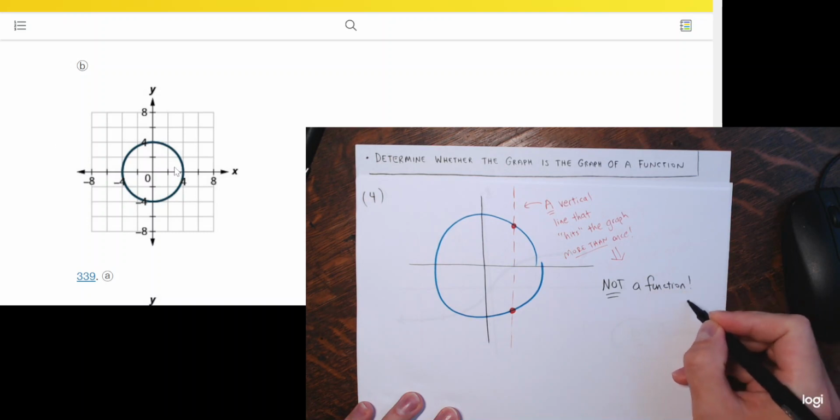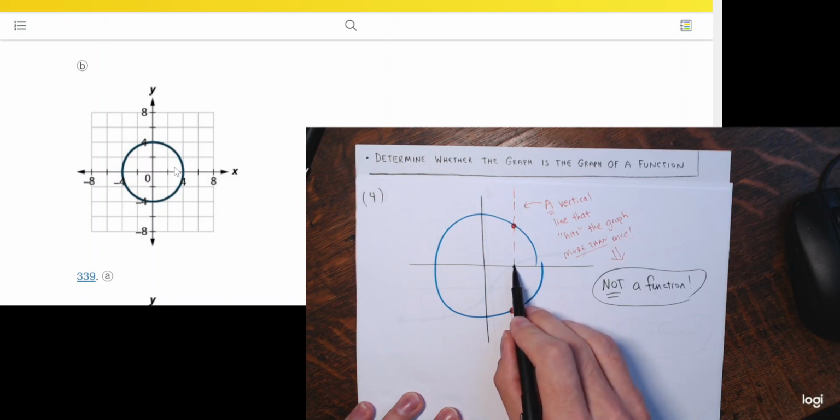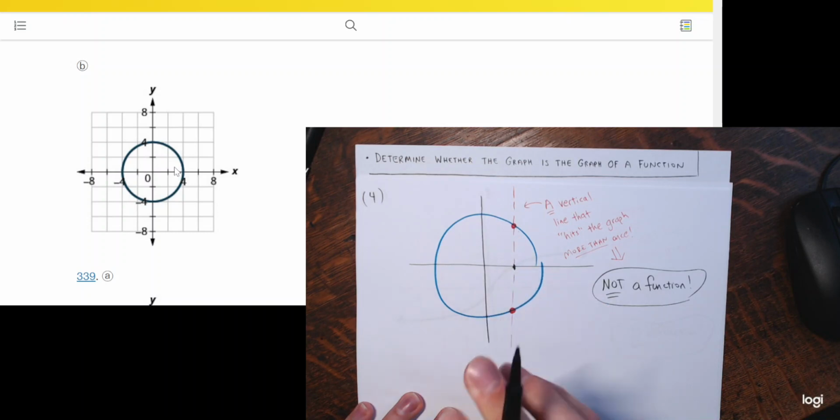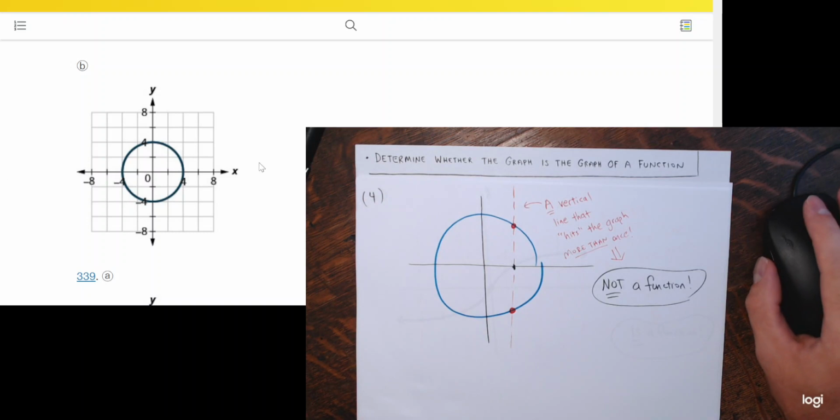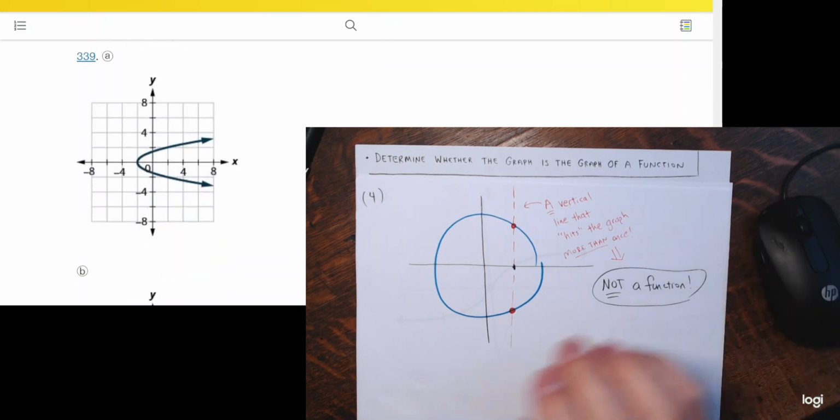Because there are x values, like this one here, whatever this x value is on the x-axis, there are x values that are assigned to more than one y value, and that doesn't satisfy the definition of a function. Hopefully this is pretty simple. Alright, example 5, which is number 339, part A.